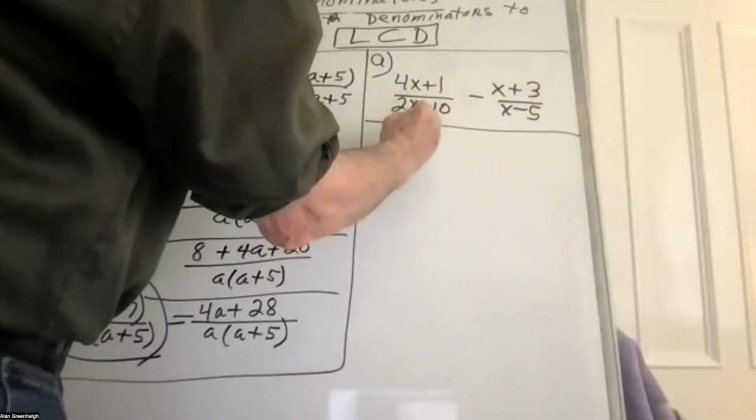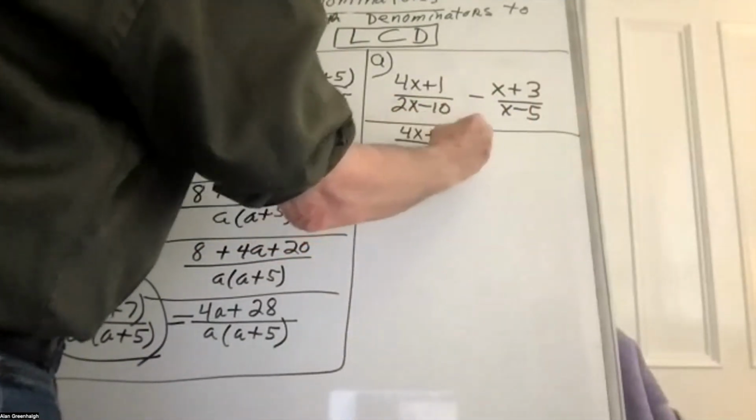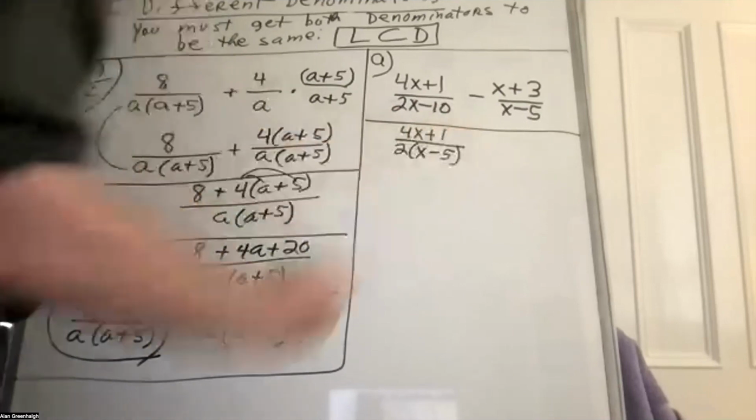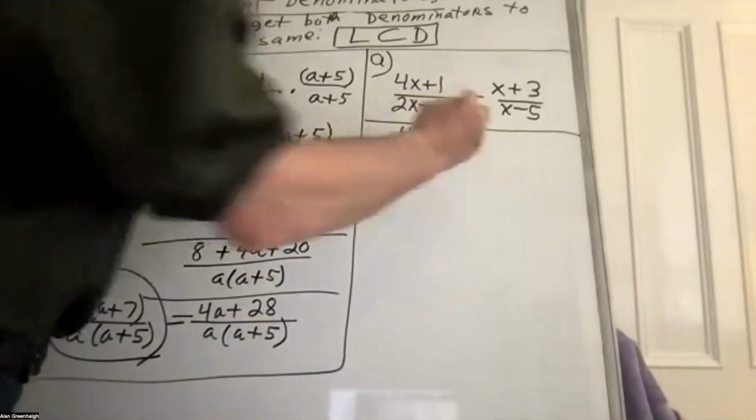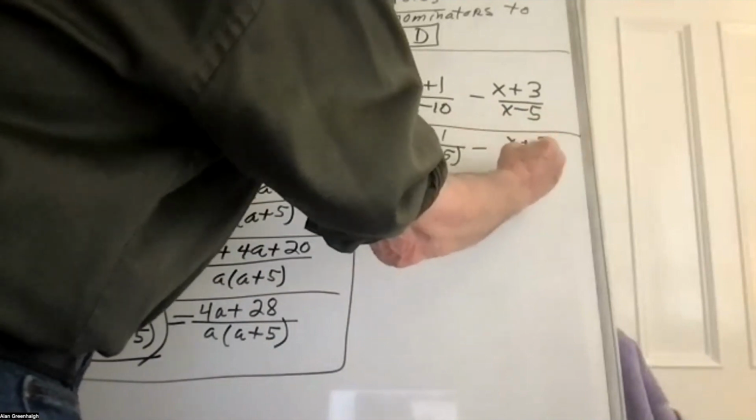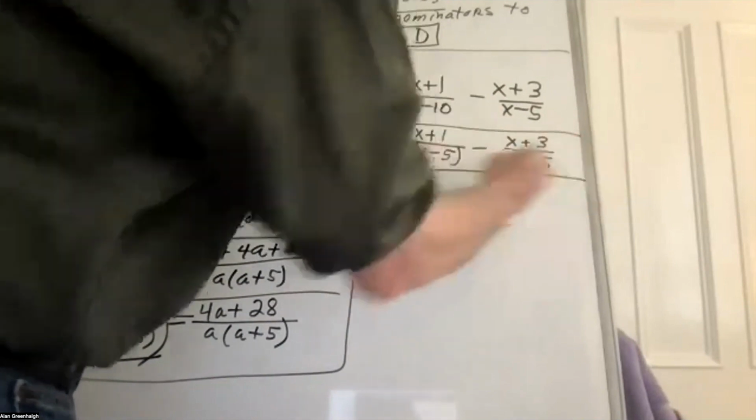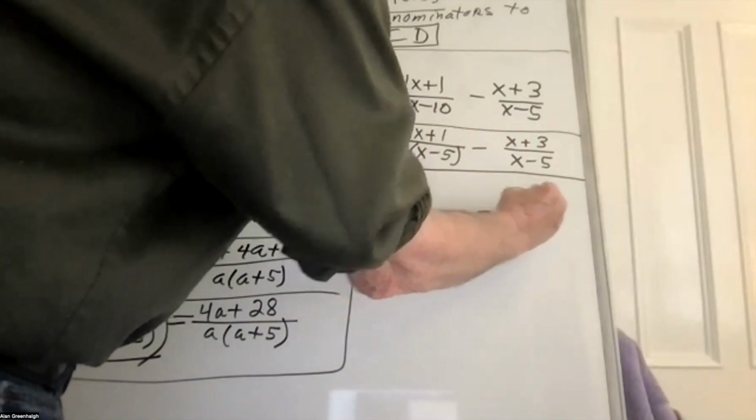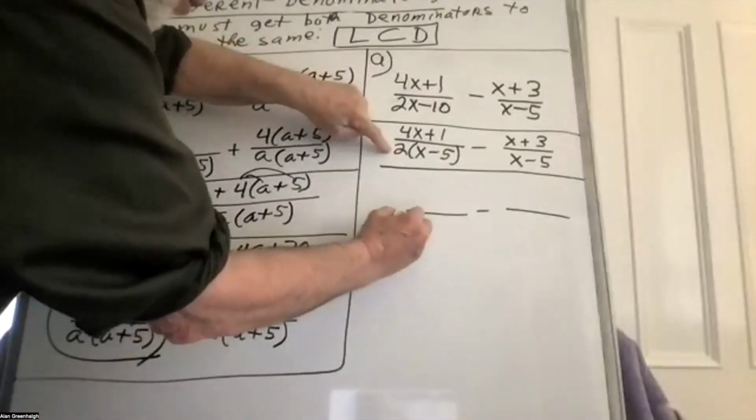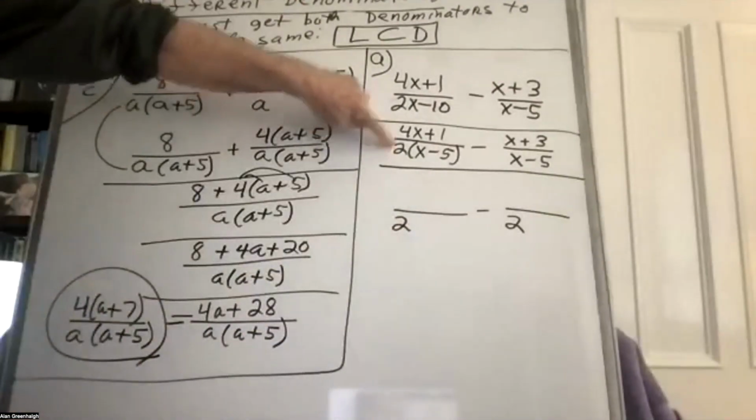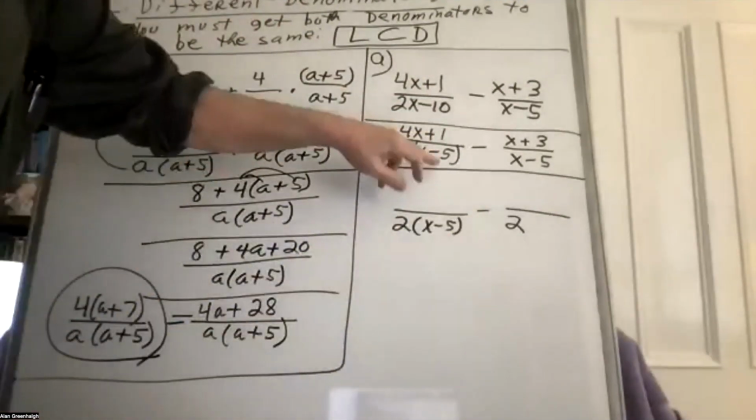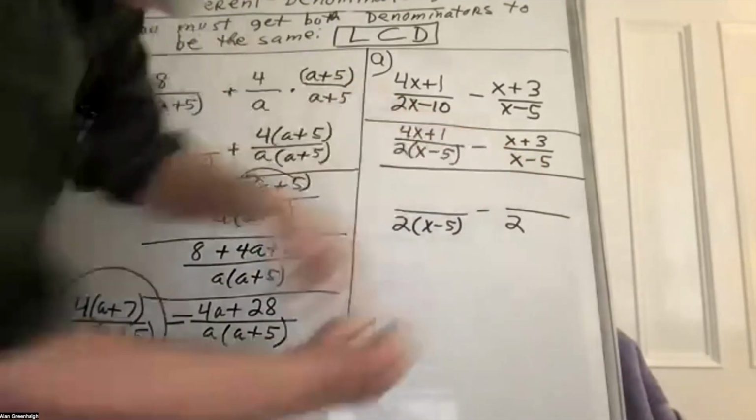So we're going to factor the denominator. That comes first. I hope you realize that. Minus x plus 3 over x minus 5. Now, the goal is to find the least common denominator. There's a 2, we have to have a 2. There's an x minus 5, we have to have an x minus 5. And it's convenient because we also have one there, obviously.